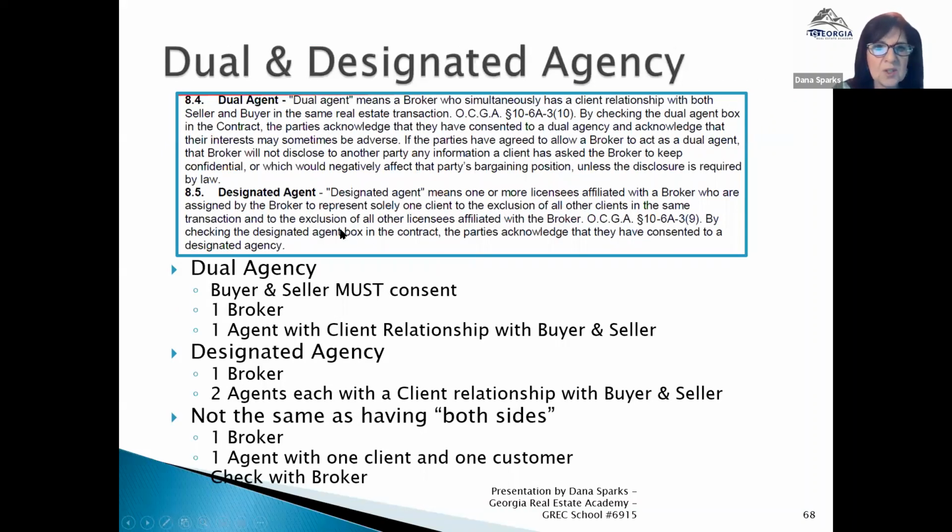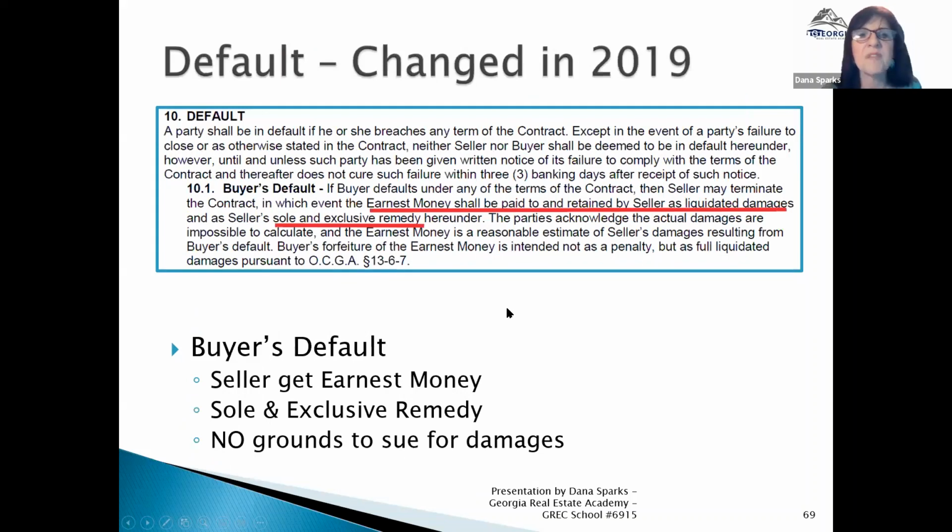We talked about dual and designated agency. Default: if the buyer defaults on the contract, the seller agrees that their only remedy is the earnest money. They can't sue them for damages. Like if the seller has a moving truck lined up or has to pay for an extended stay or something like that, they agree not to pursue the defaulting party for that. Now they can, but their attorney should argue, look, when you signed this contract, seller, you agreed that if the buyer defaulted, you would accept the earnest money as the sole and exclusive remedy.